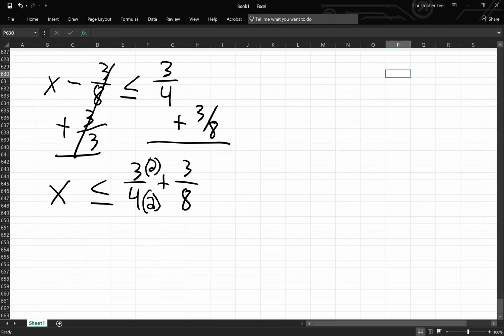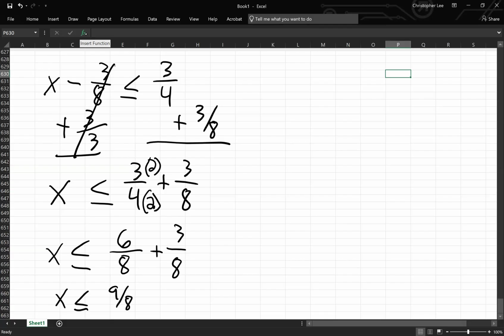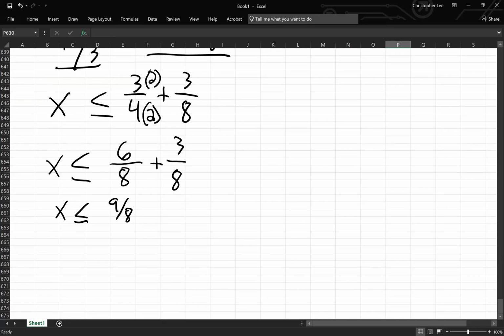So now let's talk about what I have. I have X is less than or equal to 3 times 2, what's that? 6 over 8 plus 3 over 8. Now I have the same denominators. I could just add the numerators up, right? So 6 plus 3, what's that? 9, right? So this is going to be X less than or equal to 9/8, right? Simple, simple, simple.